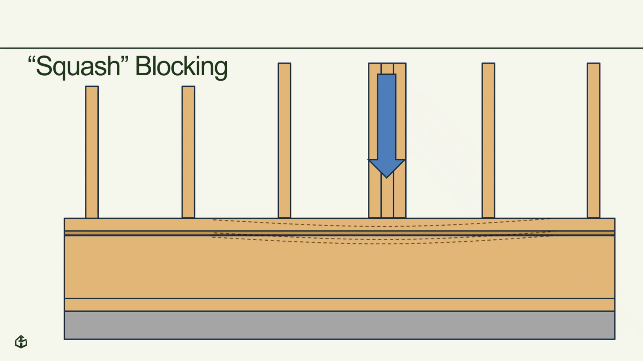To prevent compression at the point load, blocking needs to be added in alignment with the jack studs. It's good to keep in mind that wood has better compressive strength parallel to the wood grain, so the wood grain of the blocking should be oriented vertically.